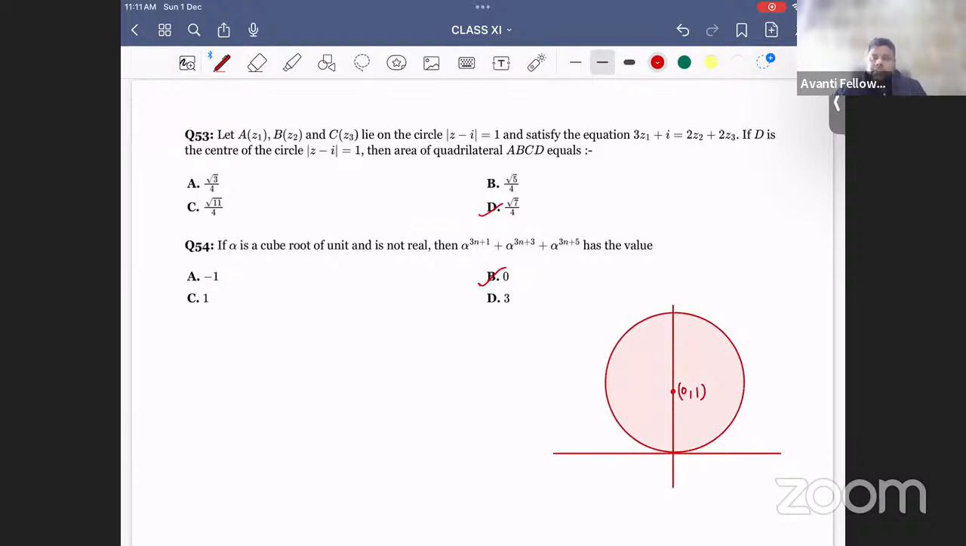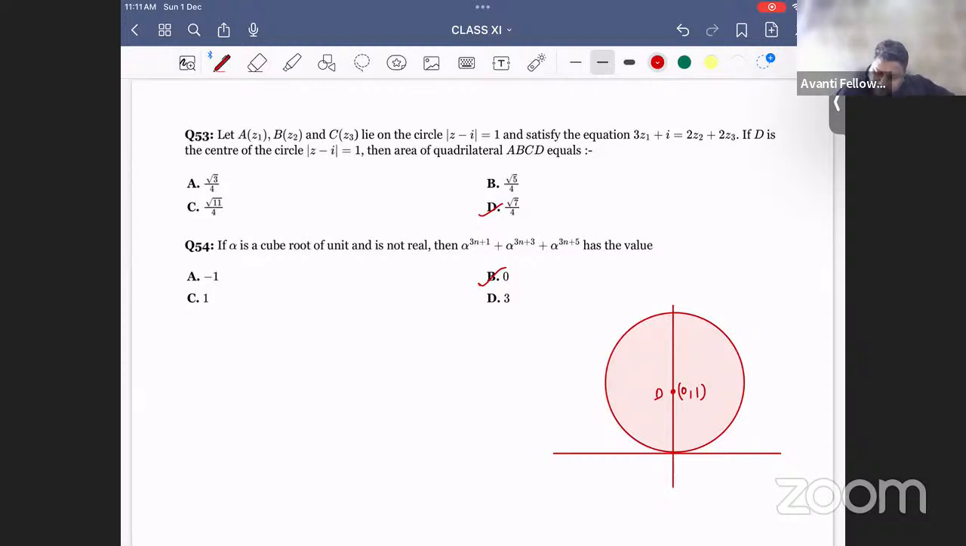Got it? This is something like this. Satisfying the equation 3z1 plus iota is 2z2 plus 2z3. Am I clear? If D is the center of the circle, this is D. They are asking for the area of quadrilateral ABCD.